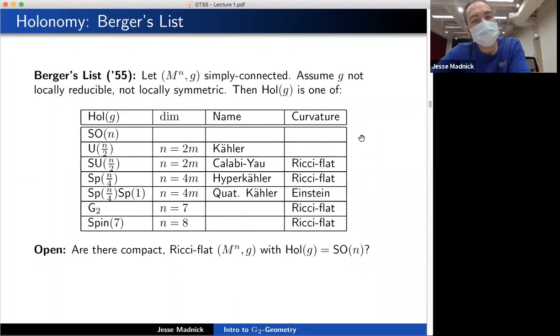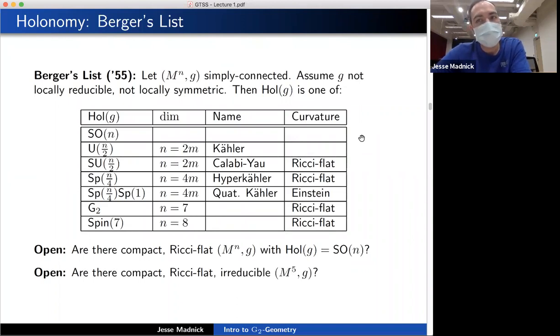You might also notice that the only odd number on this list is 7. And so based on what I just said, another open question is, are there compact Ricci flat 5-manifolds which aren't products or symmetric spaces or flat? So this is another open question. We don't have any compact Ricci flat manifolds in odd dimensions other than, I guess, the trivial 1 and 3, and then the G2 examples in dimension 7.